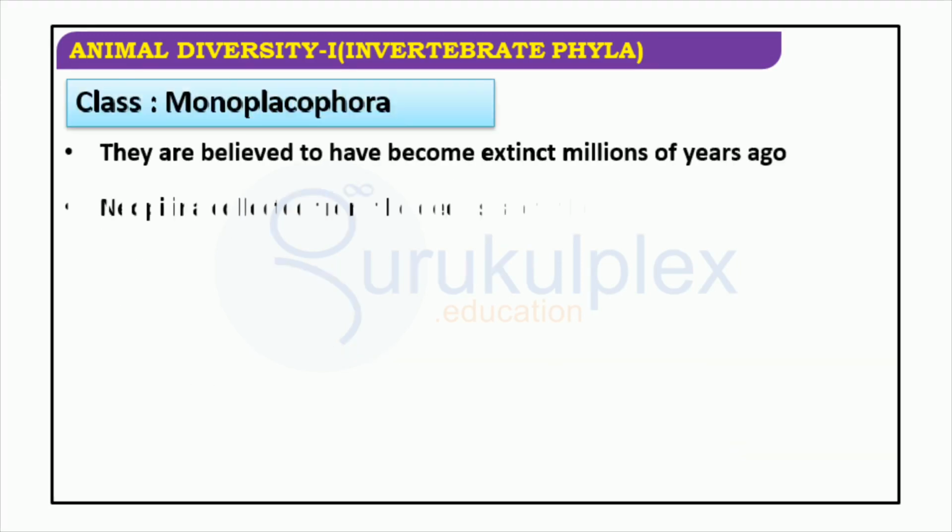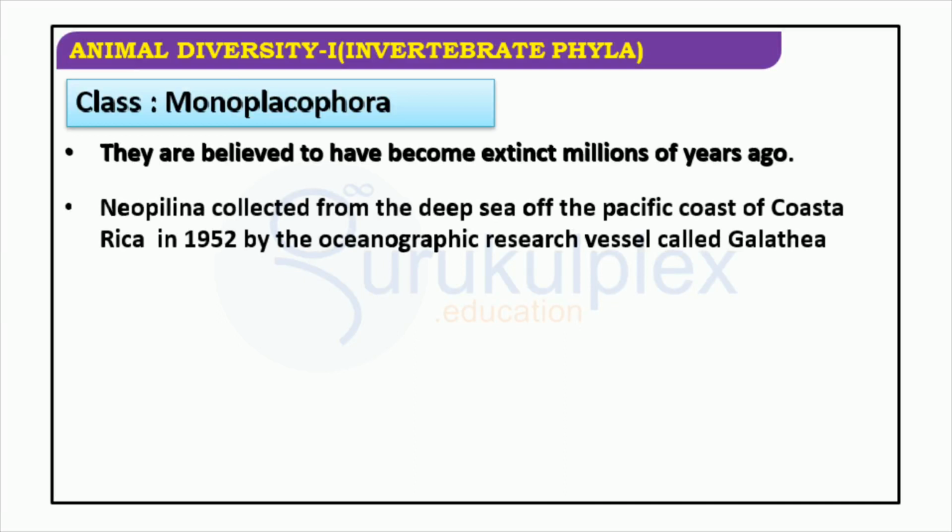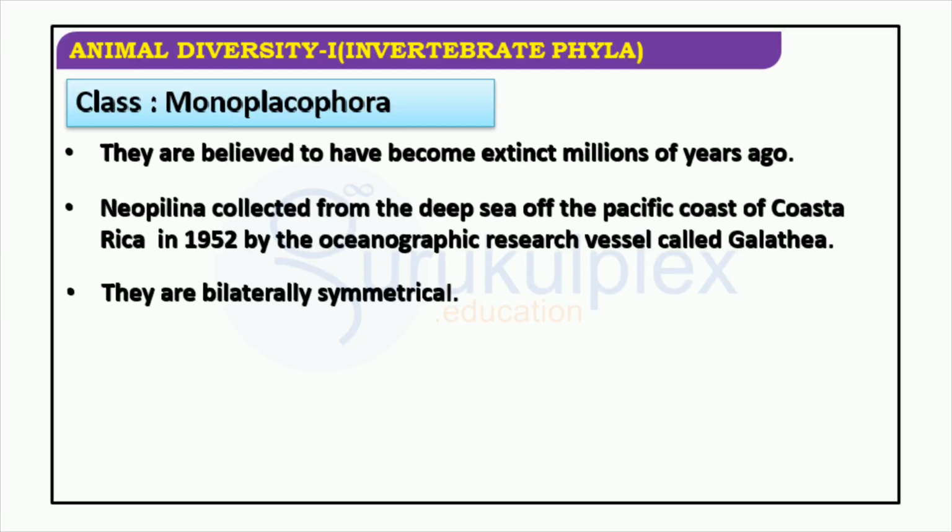Discussing animal diversity, we will have a particular focus on the mollusks. These creatures have been around for millions of years, being bilaterally symmetrical and classified as Monoplacophora. Neopilina is among the most famous examples of this class, being discovered in the deep sea off the Pacific coast of Costa Rica in 1952 by the Galathea vessel. Let us now take a closer look at these animals.